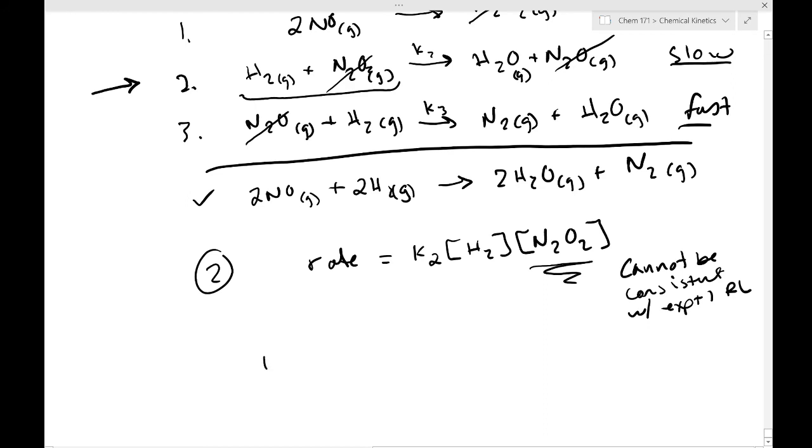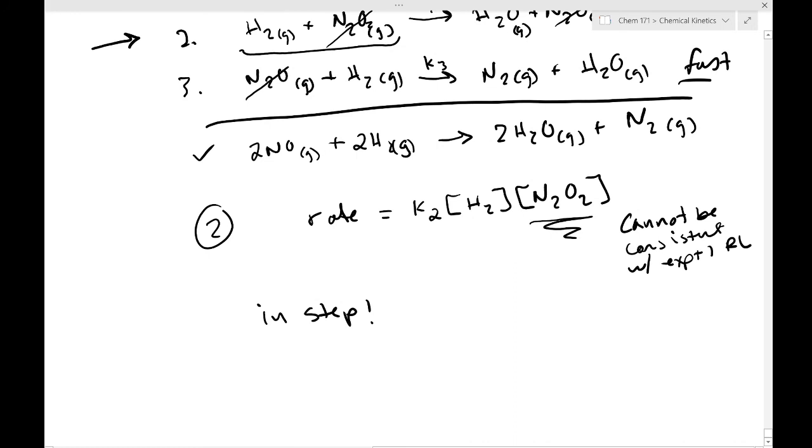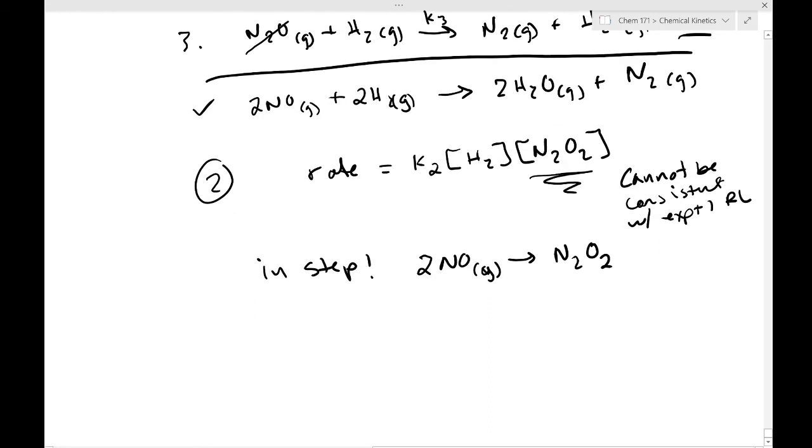In step 1, we take 2 NO gases and we convert them into N2O2. Okay, so that's step 1. 2 NO goes to N2O2, like that. And this is a very fast reaction. Since it's fast, it will proceed until it is at equilibrium. Basically what this means is that enough N2O2 has built up to drive the backward reaction.